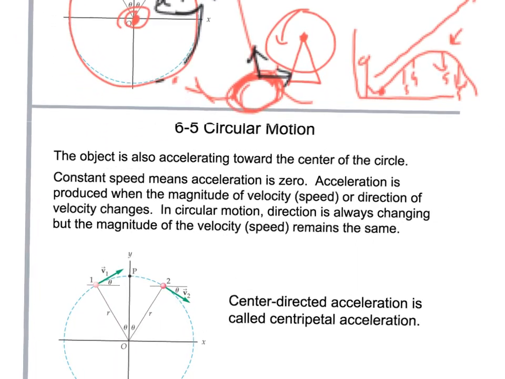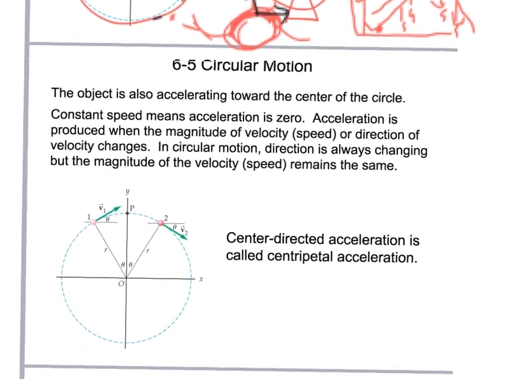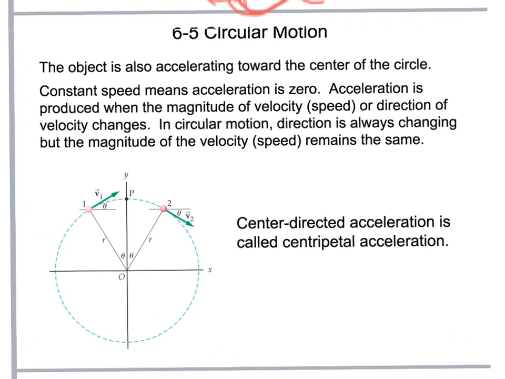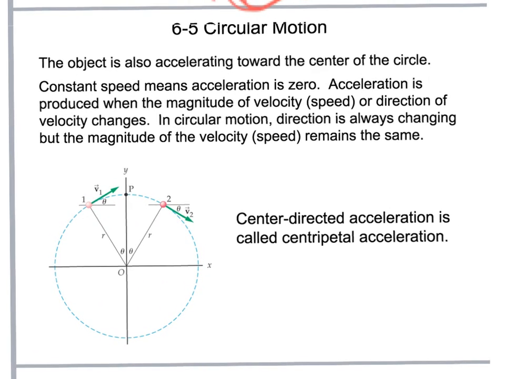And so if we look a little bit more, here's our centripetal acceleration right here. So the object is also accelerating towards the center of the circle. It's accelerating around the circle here. So that could be a combination of our translational, and it's accelerating towards the center. So this is our centripetal acceleration right there, a center directed or centripetal.